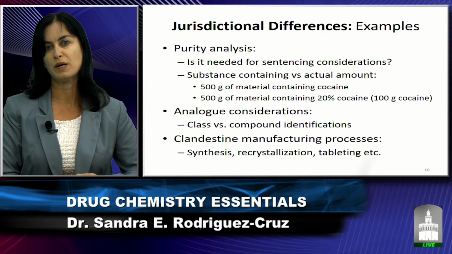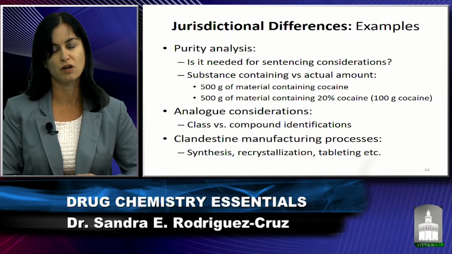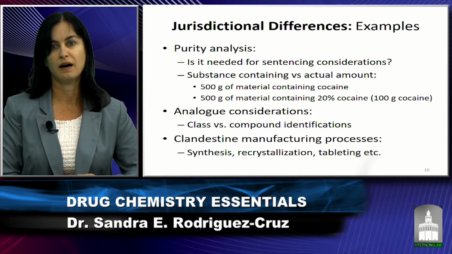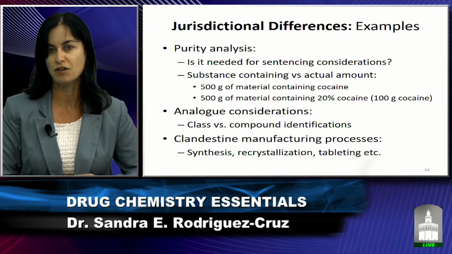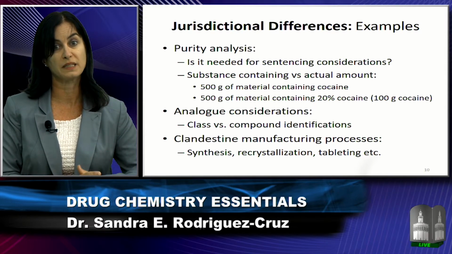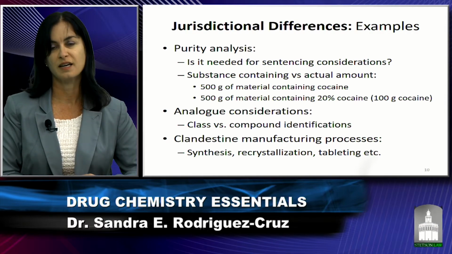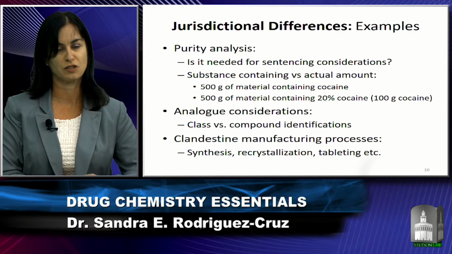Purity analysis may also be the type of analysis that is not needed in a lot of jurisdictions. Even at the federal level, it is not always needed, because purity may or may not be considered for all types of drugs under sentencing considerations. But there may be jurisdictions where specific sentencing may apply if it's a substance containing versus the actual amount of the substance. Because, for example, 500 grams of material containing cocaine may not be looked at and sentenced the same way as 500 grams of material that only contains 20% of cocaine. In that case, the jurisdiction may call for the sentencing of the specific 100 grams of cocaine, which is equivalent to the 20% of the 500 grams.